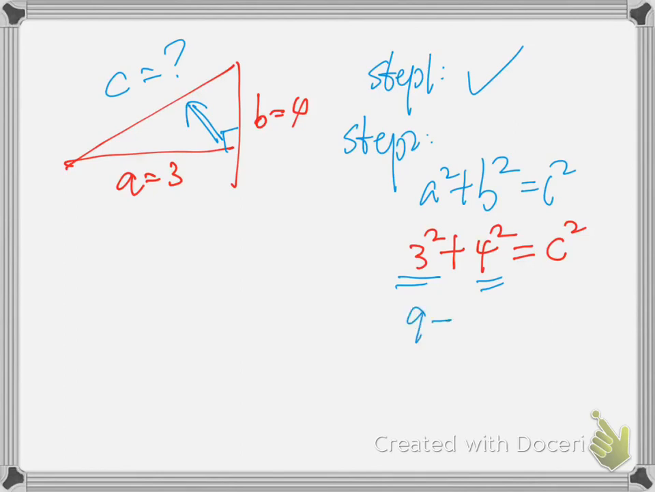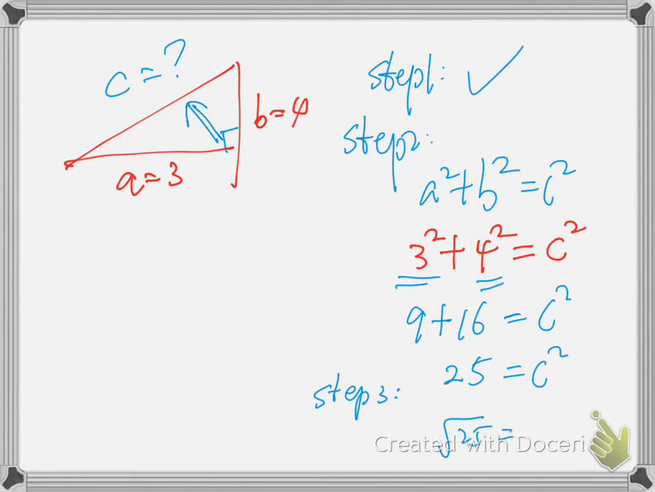So we have 9 plus 16 is C squared. They are on the same side, so you add them. In the previous two examples, you know A and C, they are on different sides, so there's a subtraction. Here we have addition. So C squared is 25. Step 3, take square root. The square root of 25 is C. So what's the square root of 25? 5.